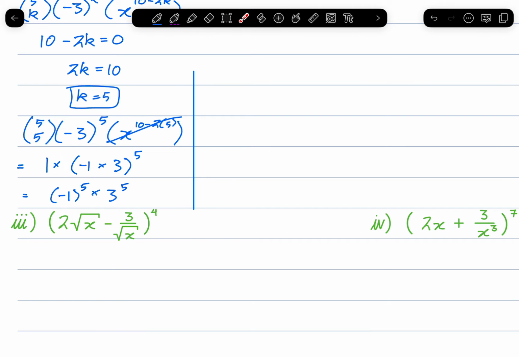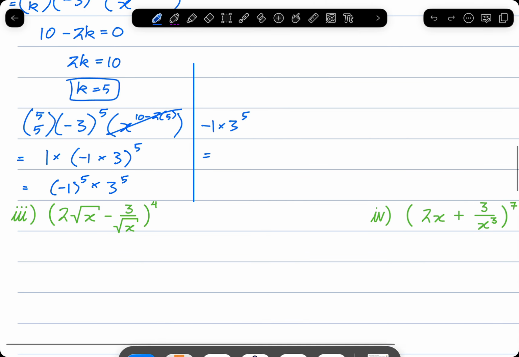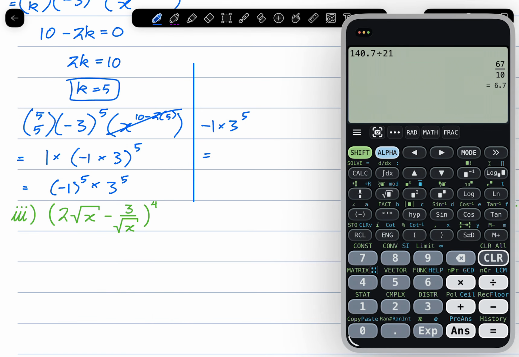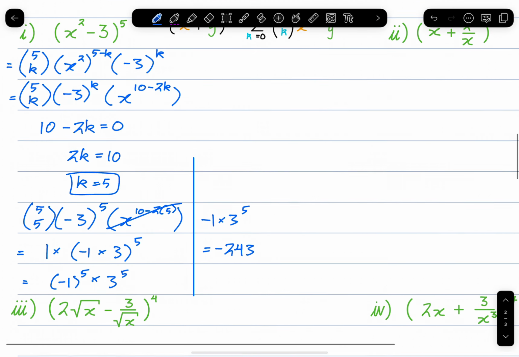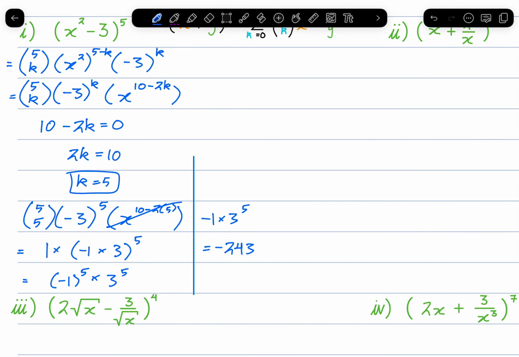Now, of course, if you're wondering, you could just type all of this into your calculator, but I'm showing you this in completely index form. A negative number to the power of an odd index will give me negative 1. So this will give me negative 1 times 3 to the power of 5, which I can simply chuck into my calculator. So 3 to the power of 5 is 243. So it'll be negative 243. And that is the constant term.